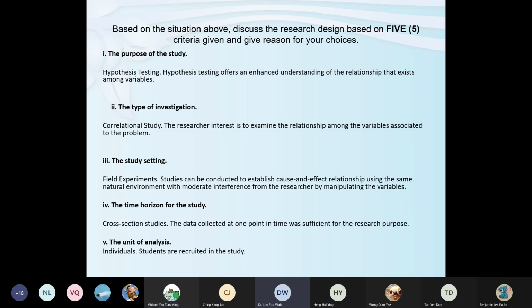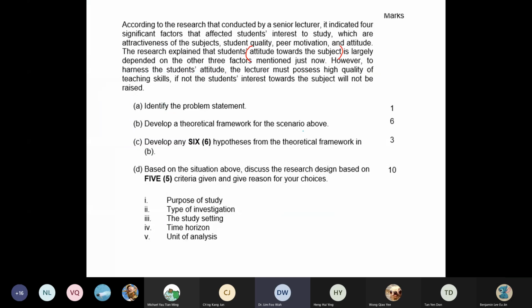Then after that, the final part. The question gives 5 criteria and asks for your reason for your choice. You need to justify. That's why I mentioned just now that it's quite challenging. But you need to know the theory, you need to know the concept, then apply it in your final exam.